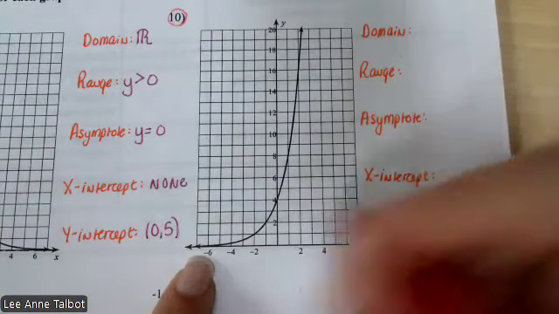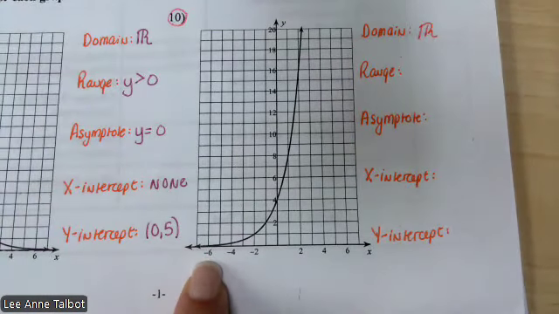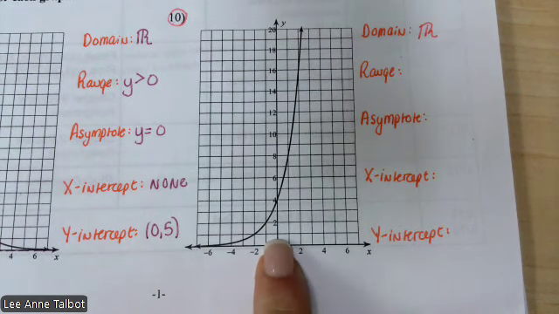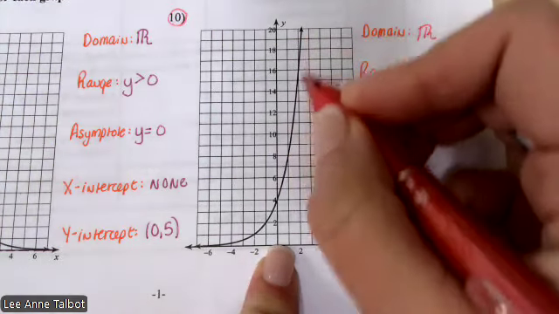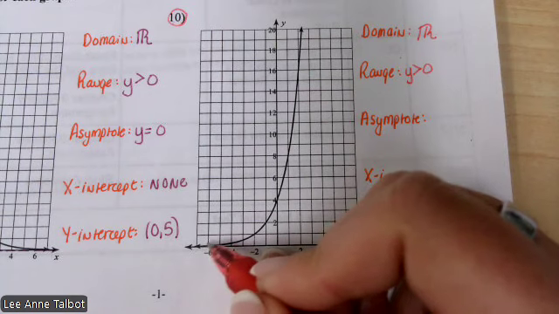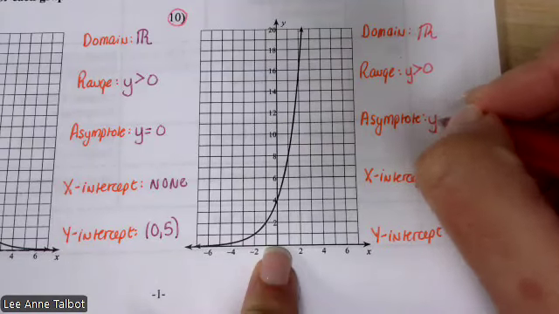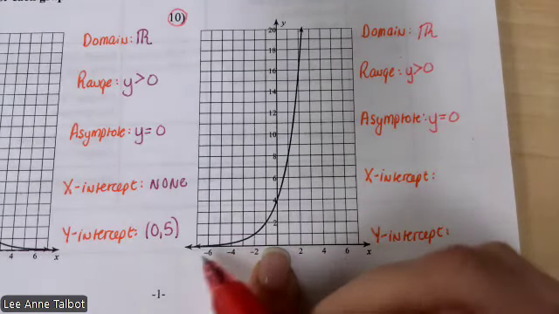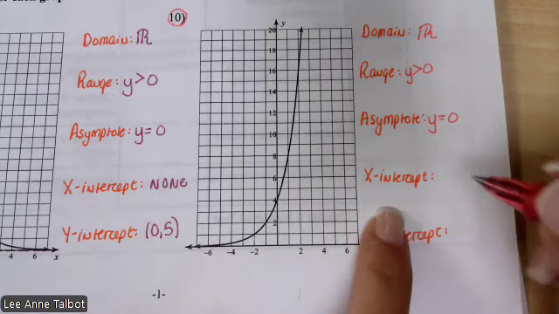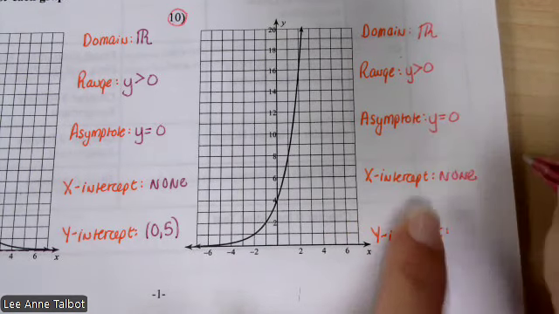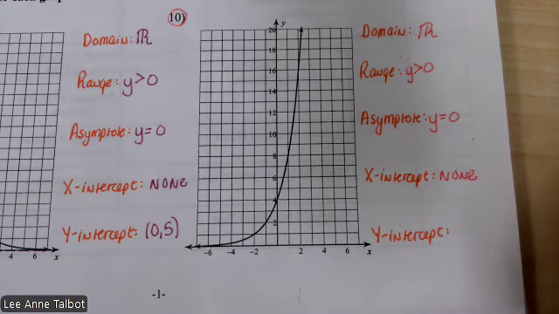The domain of this is all reals because it goes forever to the left and forever to the right. The range is y is greater than 0 because it's going to come down to the x-axis. It's going to look like it touches it, but it's not going to because that's the asymptote. Asymptote is where it flattens out, y equals 0. There is no x-intercept because it's not going to touch it. Remember, x-intercept is not going to happen. X-axis is hot lava.